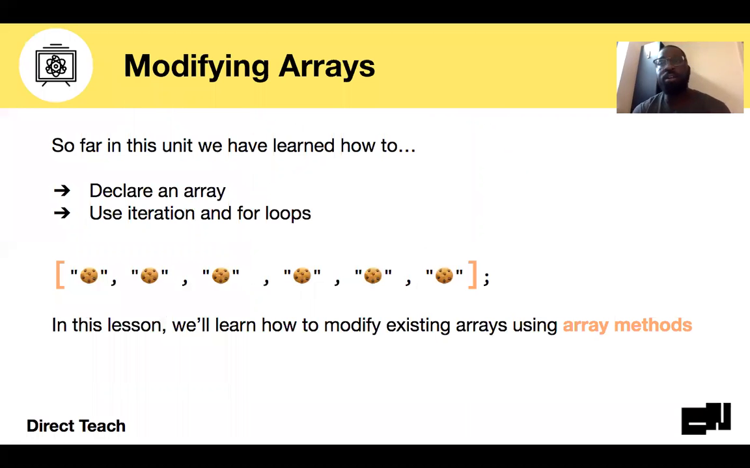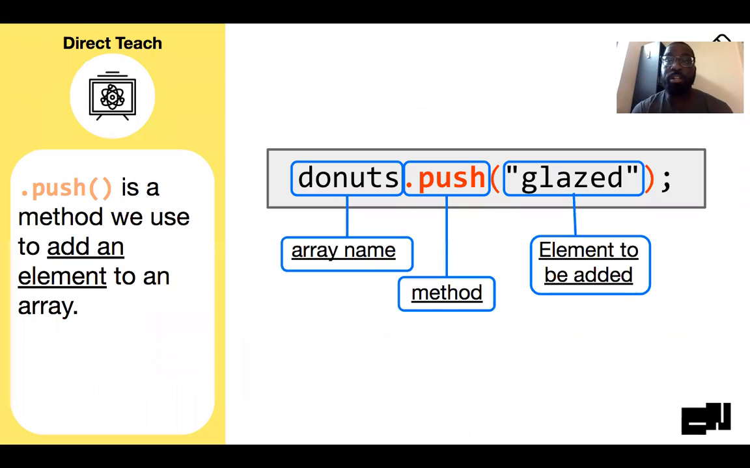All right, so far in this unit, we've learned how to declare an array, and we've used loops to iterate over an array. So in this lesson, we're going to learn how to use something called array methods to modify existing arrays, right? So the first array method we're going to learn how to use is dot push. So dot push is a method we use to add an element to an array, right?